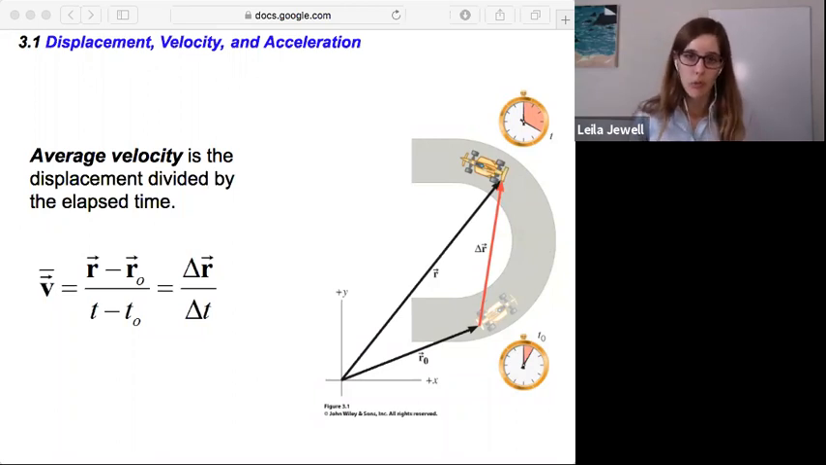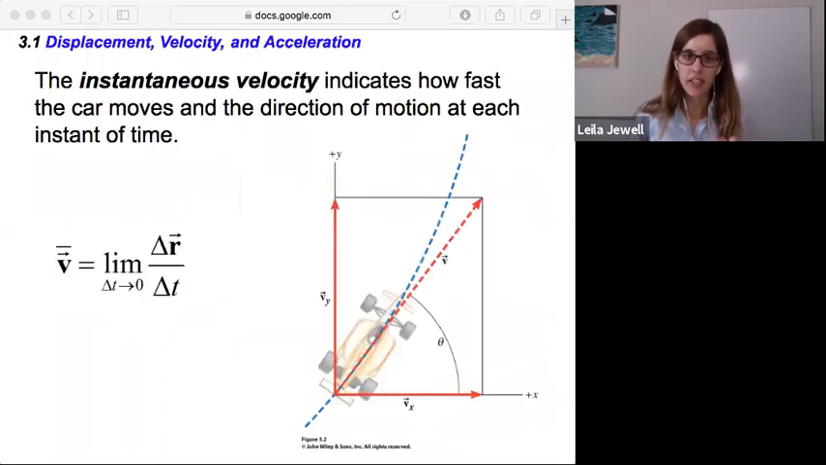Okay, what's often more useful to us rather than the average velocity is going to be the instantaneous velocity. That indicates how fast a car moves and the direction of motion at each instant of time. And it's obtained by taking our definition for average velocity and looking at the limit as delta t approaches 0. So as delta t approaches 0, this becomes smaller and smaller, and this becomes an instantaneous velocity.